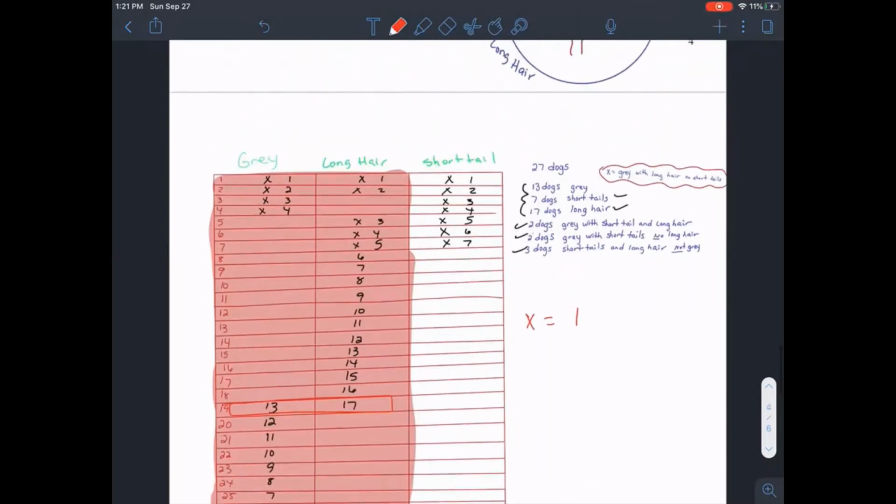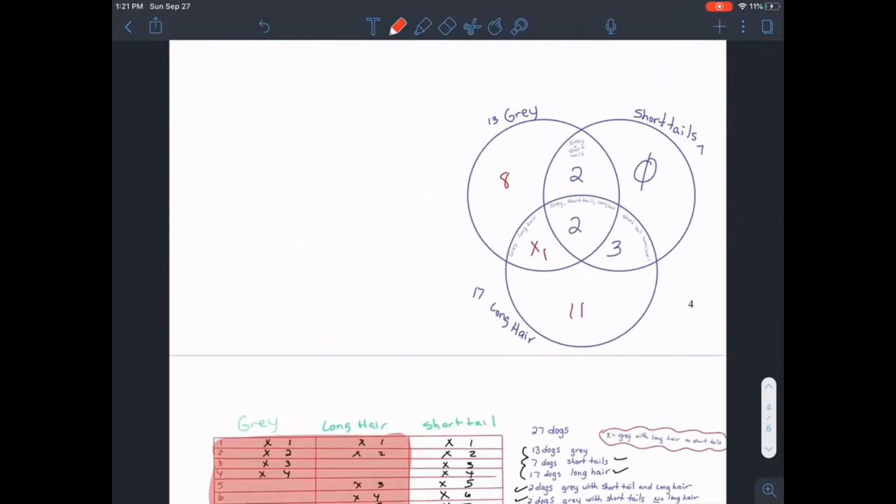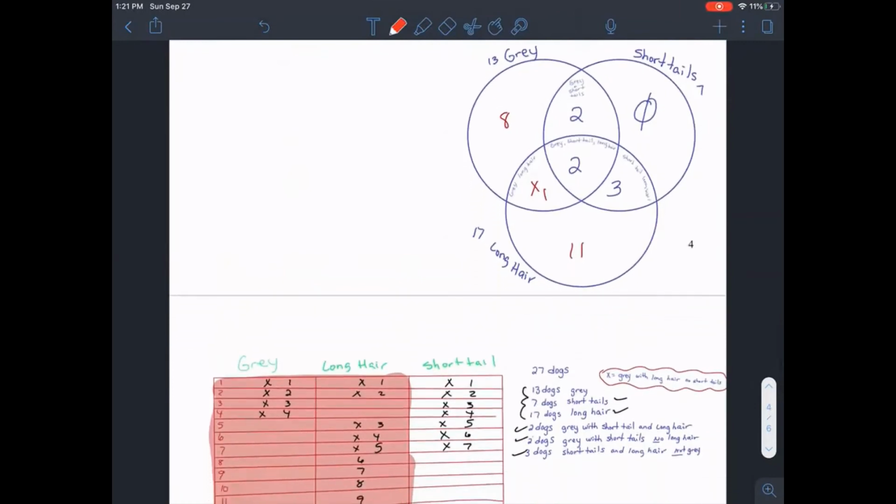It's a little confusing. I did a Venn diagram up here to kind of show the same thing. So you have 11 dogs that have long hair, 8 that have gray, and no dog has a short tail only. So we have 2 that share gray with short tails, 2 that share all of the characteristics, 3 that share the 2 characteristics, the short tail and the long hair. So this was the area that we were looking for the connection.